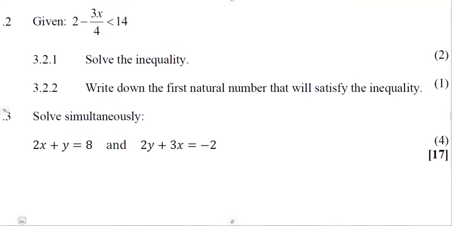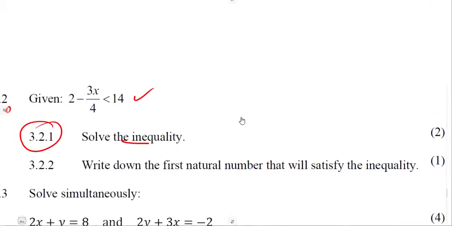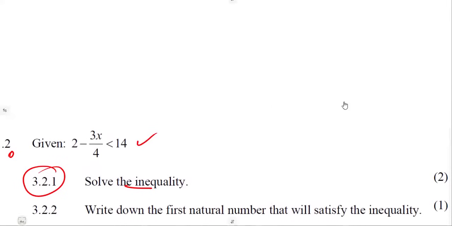All right, on 3.2, this inequality, 3.21, was given: solve the inequality. How can we solve it? We need to solve (2 minus 3x) over 4 is less than 14. Guys, we are given just one inequality sign, so do not worry about this.